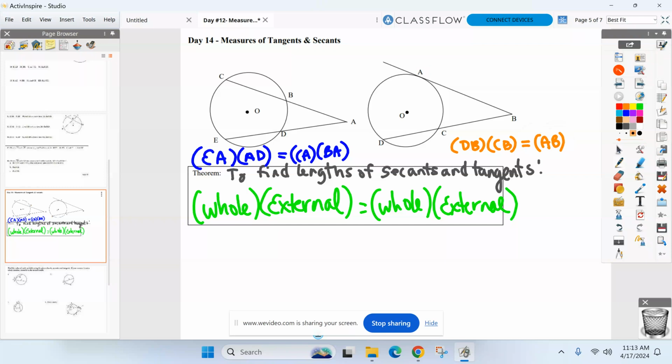So when you do a length of a tangent, those two values, whole and external, will always be the same. Okay, whole and external will always be the same. So just keep an eye on that when you do a tangent length. Anything about whole times external until we put some numbers on it now.